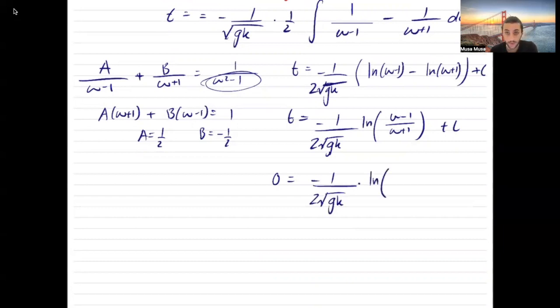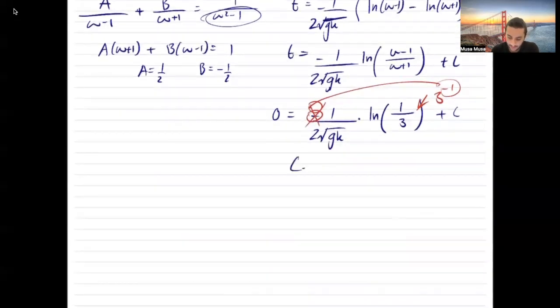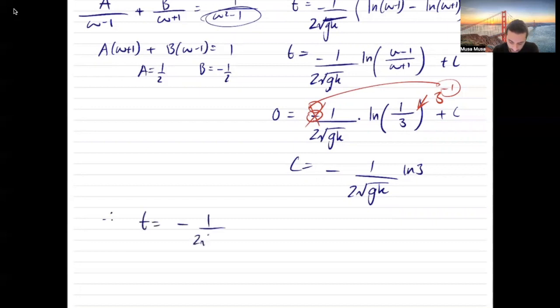W minus 1, so 2 minus 1 is 1, over 2 plus 1 is 3, plus c. By making this 3 to the minus 1 and taking that negative down, that cancels off with this. So c equals negative 1 over 2 square root of gk ln 3. And then what we can say is now, therefore, t equals minus 1 over 2 root gk times ln of (w minus 1 over w plus 1), minus 1 over 2 root gk ln 3.